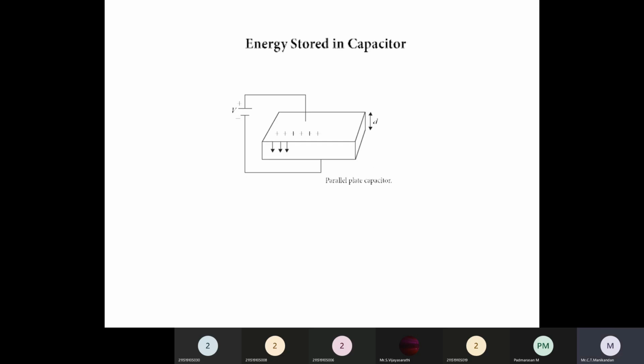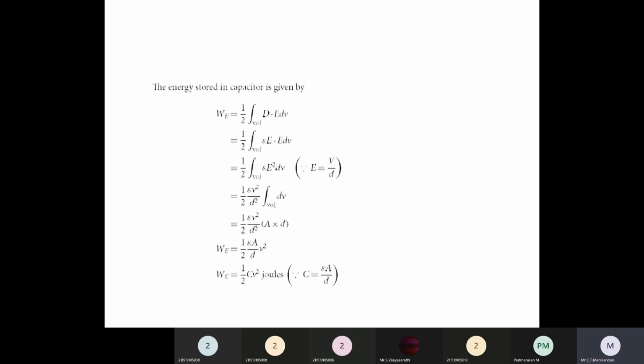The next one, energy stored in a capacitor. What is the formula for energy stored in a capacitor? The basic concept you studied in earlier classes is half CV square. In later classes you will see about the magnetic field and inductors. When you go for energy stored in a capacitor, you will have energy density.